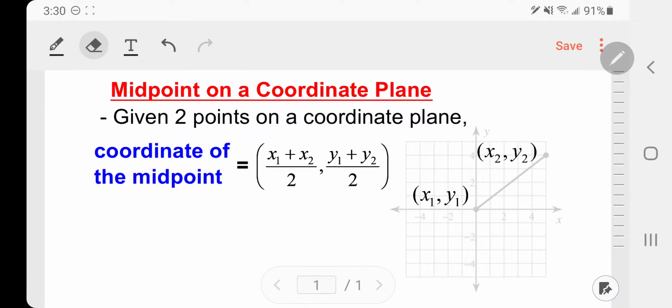Hey everyone. In this lesson, we're going to take a look at how to find the midpoint of a segment graphed on a coordinate plane given its two endpoints.